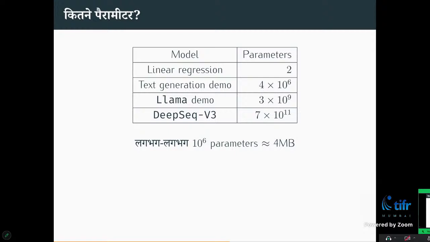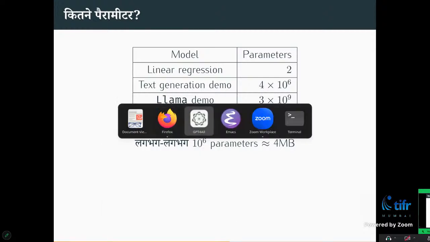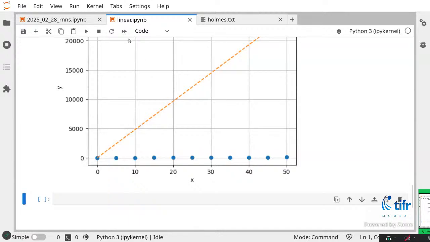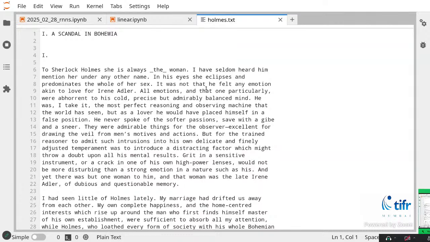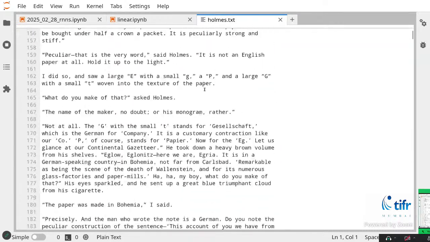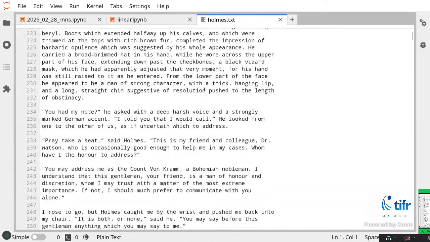So let's see this text generation thing. Let's try to get a talking machine of ourselves, right? This is a very hackneyed example that as soon as you do any kind of machine learning, you try to do once.